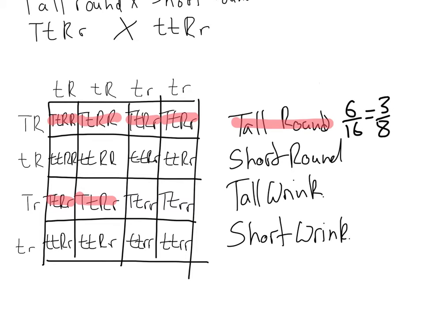tall and round. Now we can do the same thing for short and round, I should say. So we're going to highlight all of those blue. So short and round, short round, short round, short round, short round, short round, short round. It's another 6 out of 16 or 3/8.